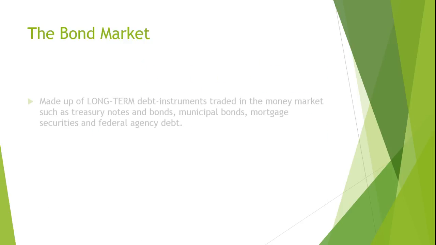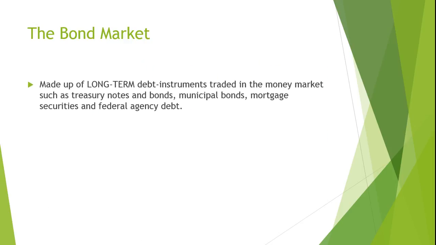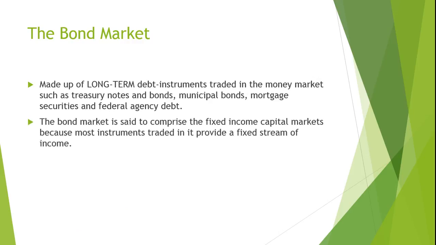The bond market is made up of debt instruments of longer maturities than debt instruments traded in the money market. The bond market consists of instruments such as Treasury notes and bonds, corporate bonds, municipal bonds, mortgage-backed securities, and federal agency debt. Financial instruments sold in the bond market are said to comprise the fixed income capital markets because they usually are fixed streams of payments determined by a specific formula.